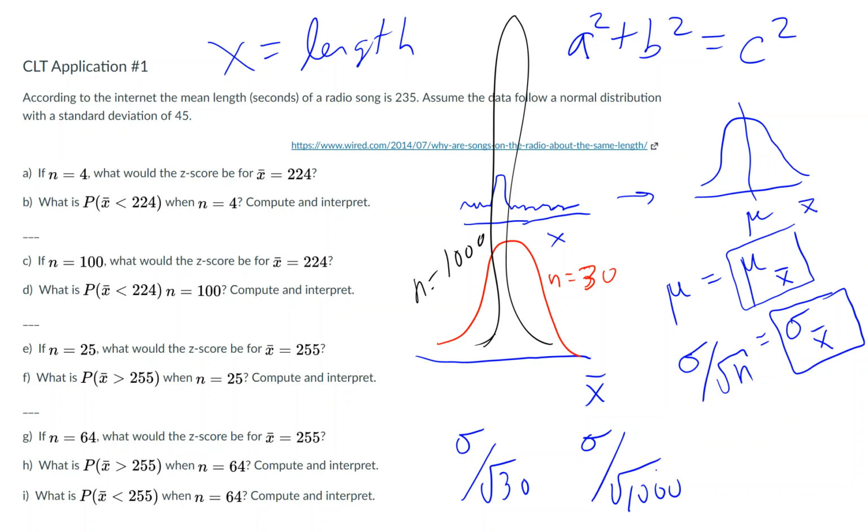So in part A, if n equals 4, what would the z-score be for x bar equals 224? And then C, it says, what about if n equals 100? So think about doing A and C together. And then ask yourself, for A and C, which one will be weirder? Would it be weirder, like the true mean length of a radio song is 235 seconds. What would be weirder? The event in part A, or the idea in part C?